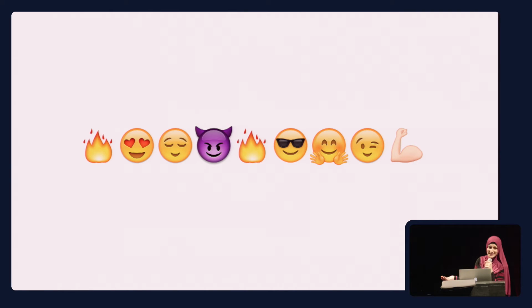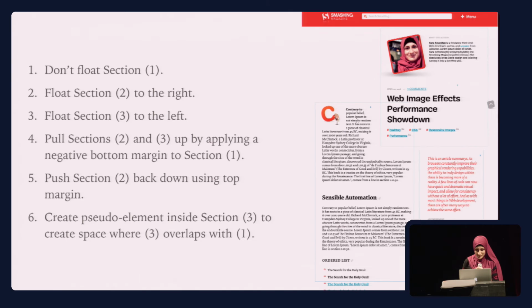It's a fantastic technique. It works everywhere. It's a hack, but it's fairly easy to document, and it just works. So why not use it? So to recap the steps: float section number 1, float section number 2 to the right, 3 to the left, pull 2 and 3 up by negative margin, push 2 down by positive margin, create a pseudo element inside of 3, and float it so that it clears the overlap.